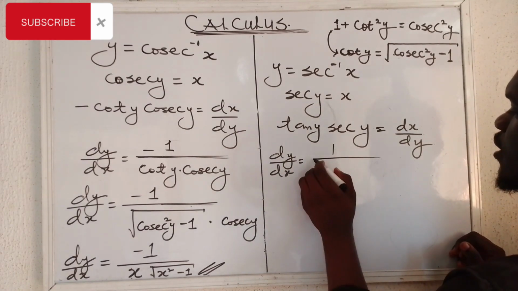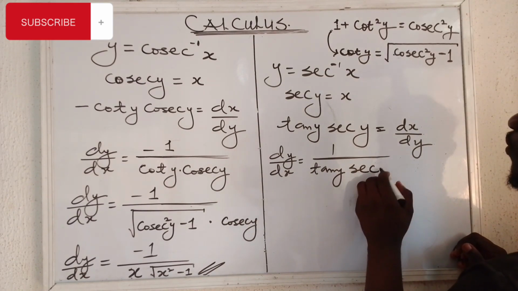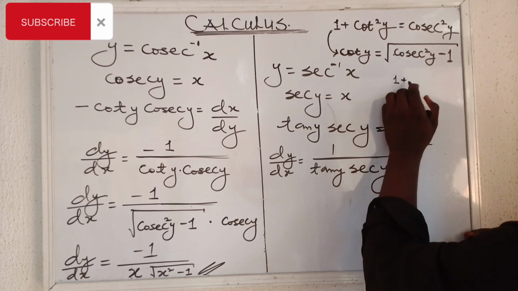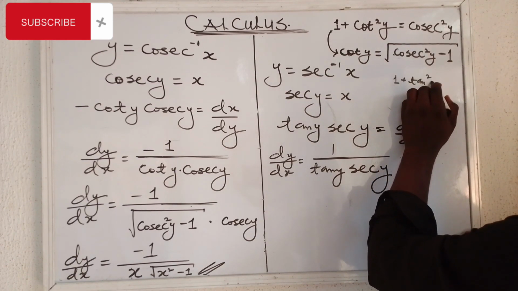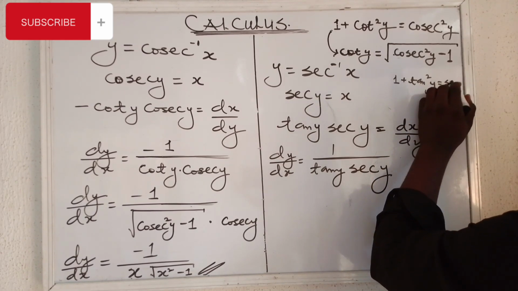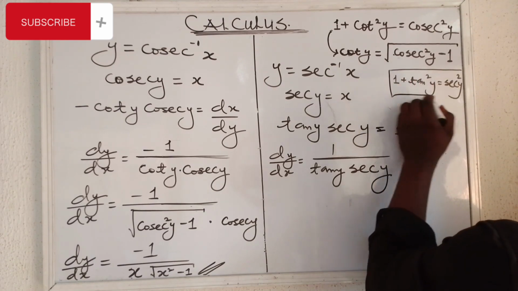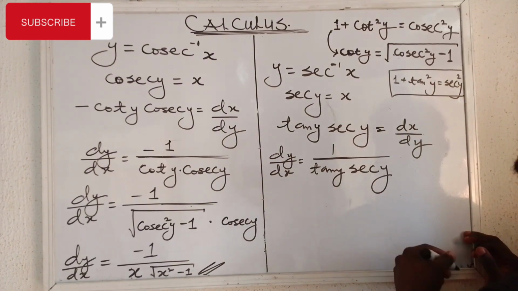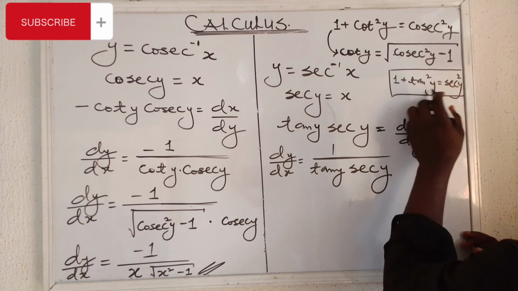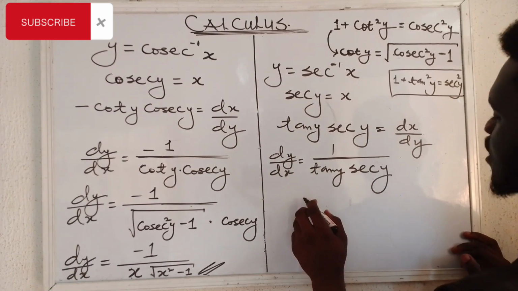1 all divided by tan y sec y. Now remember that 1 plus tan squared y must be equal to secant squared y. Yes, this is also another trig identity. Check on that video and understand what I'm doing here. Now from here, what do we do? Making tan y the subject of the formula.